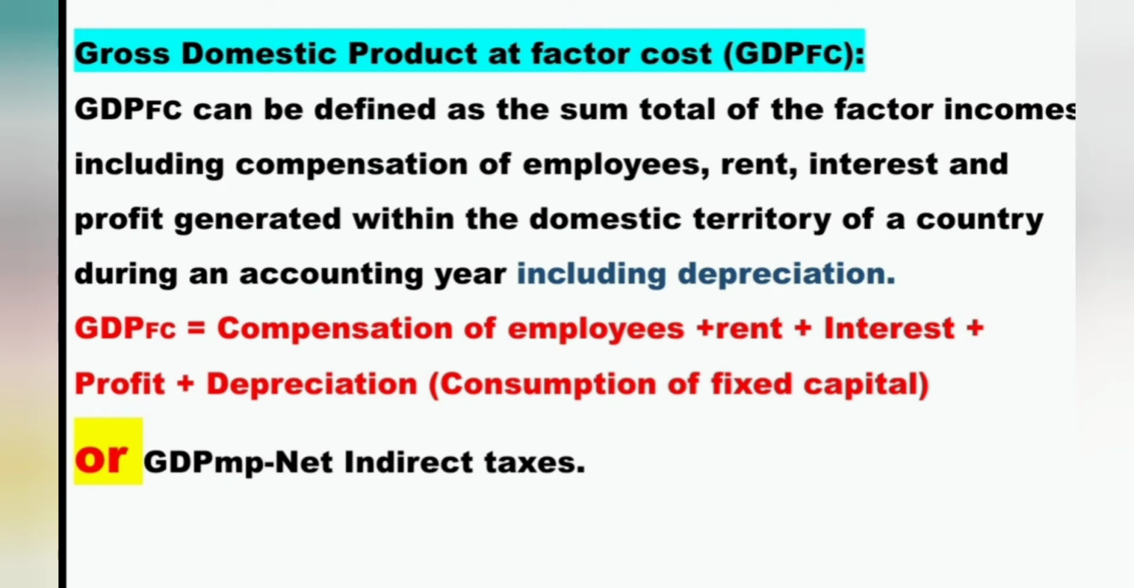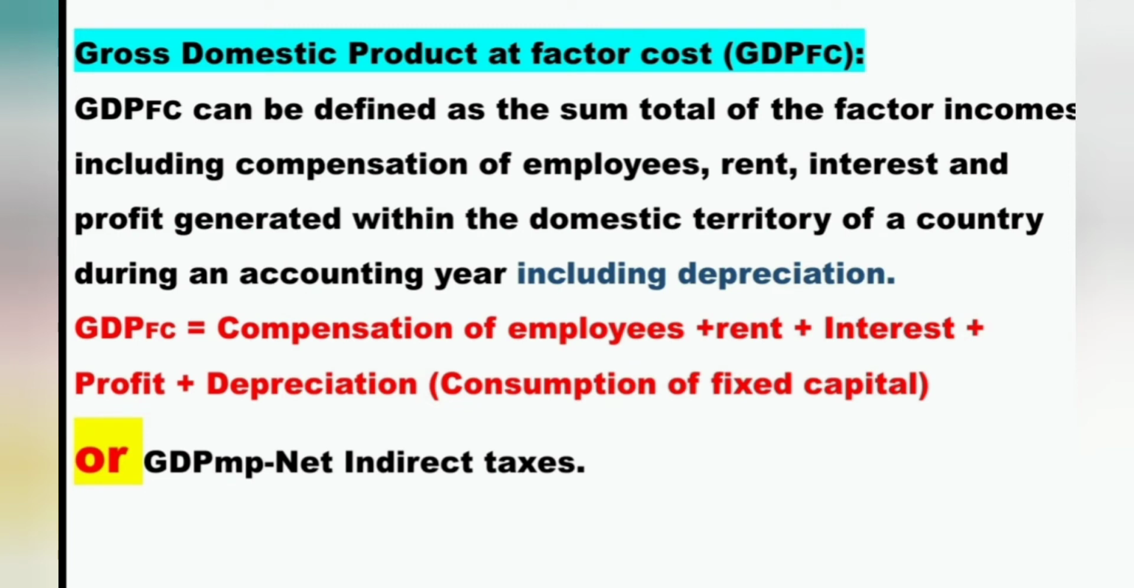Which are factors of production? Land, labor, capital and entrepreneurship. Land is given rent by the producers, labor gets wages or salary, capital derives interest, and the entrepreneur gets profit. So, rent, wages, interest and profit is the factor cost. It does not include net indirect taxes.